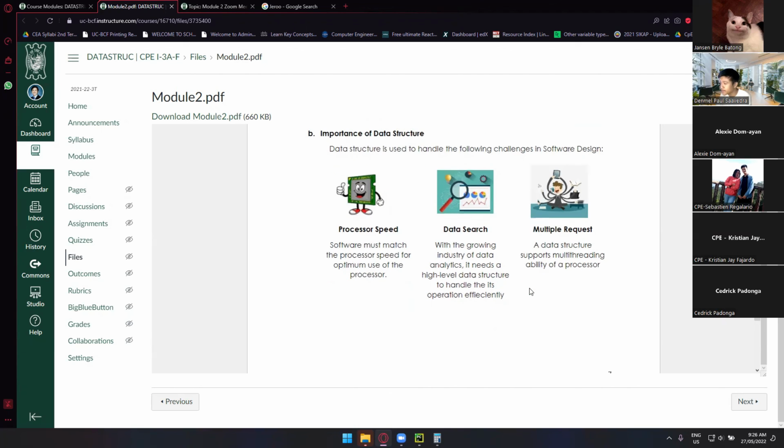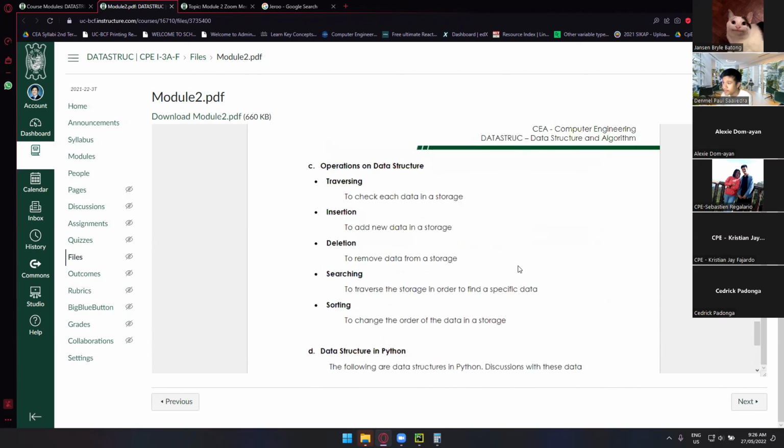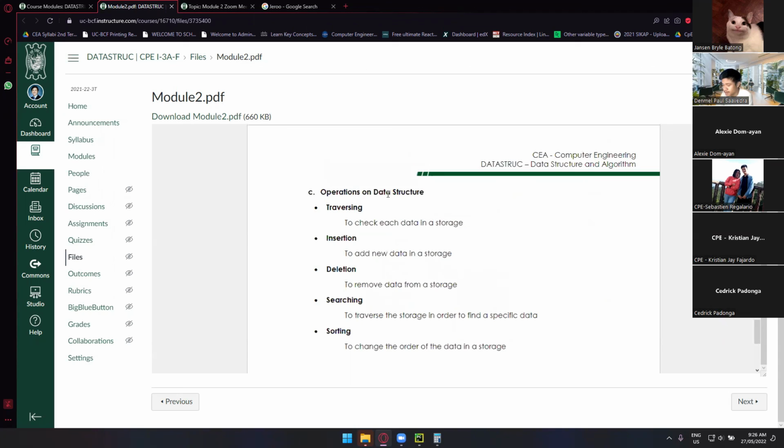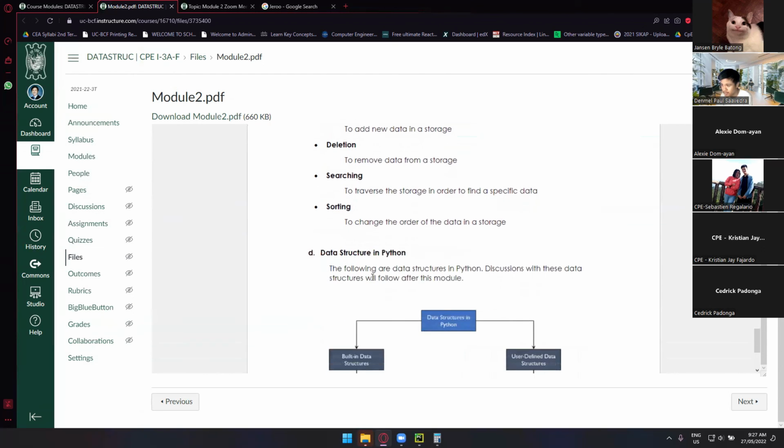Okay, so multiple requests. And then we have the operations on data structure. Of course, we have traversing, insertion, deletion, searching, and sorting. I think this is also very straightforward. Traversing is to check each data in storage. Insertion is you're going to add new data in storage. Deletion is, of course, you're going to remove data from storage. Searching is to traverse the storage in order to find specific data. And sorting is to change the order of the data in storage. So those are the operations that can be done under a data structure.